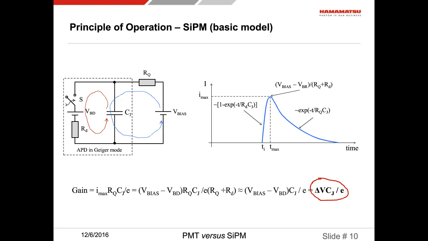with a time constant, which is about RQ times Cj, much longer than the time constant associated with the leading edge. This time, from Tmax onwards, we call recovery time. Some people refer to this as dead time, but this is somewhat incorrect. A microcell can re-trigger even during a recharge time. But the gain, of course, is the area under the curve, and one can show that the gain is equal to delta V, the overvoltage, times the junction capacitance, divided by the elementary charge.